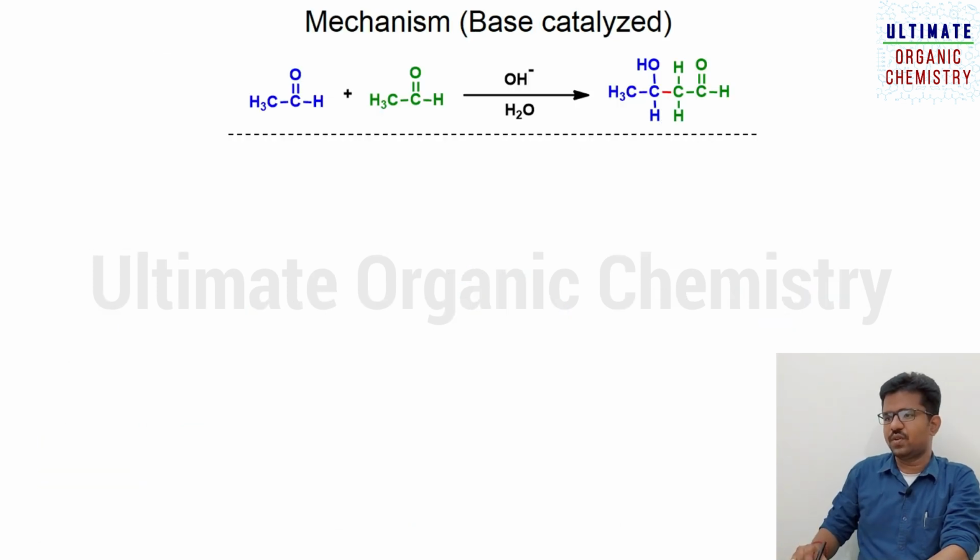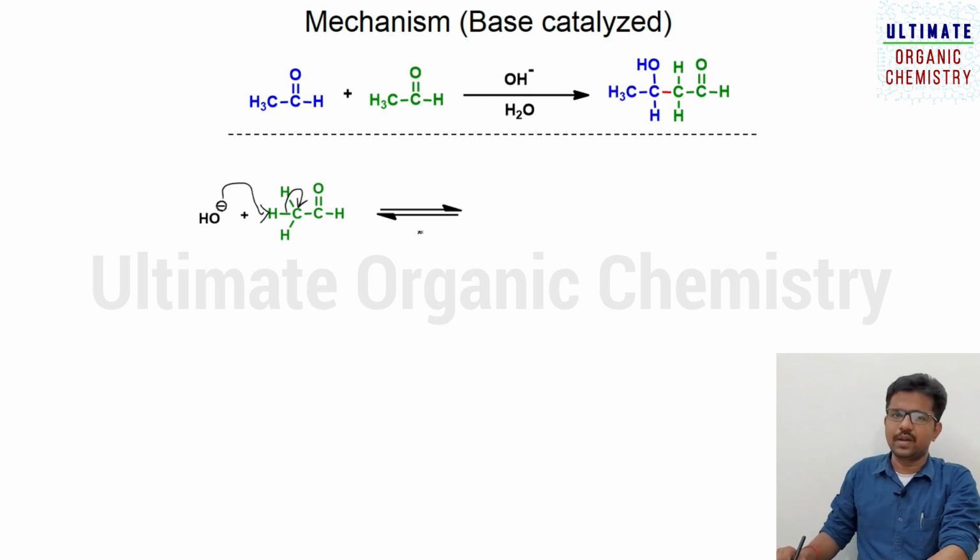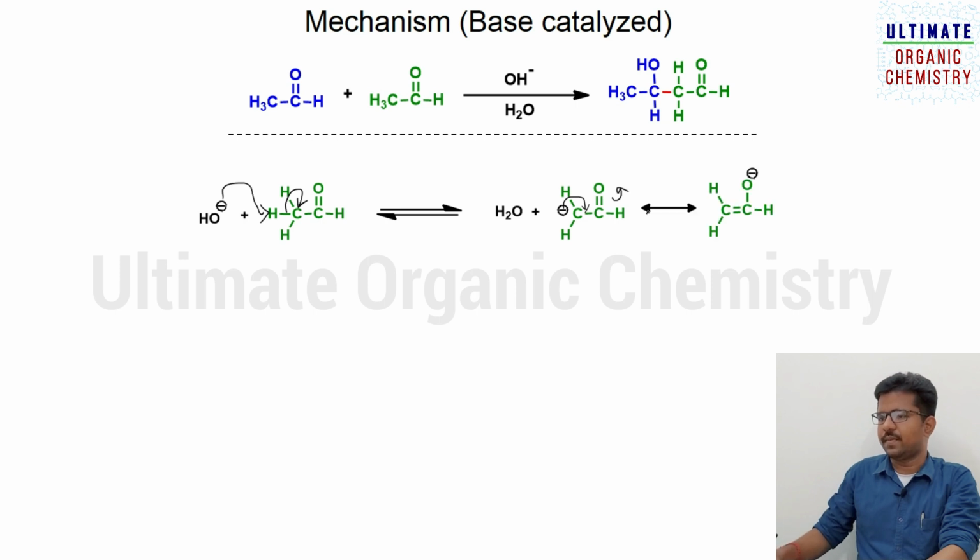Okay, so next we will go to the mechanism of this reaction. Let us discuss the base catalyzed aldol condensation mechanism. Okay, the first step is acetaldehyde reacting with the base. So the base needs an acid, that means it needs H+. So it abstracts this hydrogen atom, which is acidic in nature, and the electrons will move towards the carbon atom. This is an equilibrium process. As a result, it will form a water molecule and a carbanion. So this carbanion will be in resonance to form this intermediate, which is known as enolate.